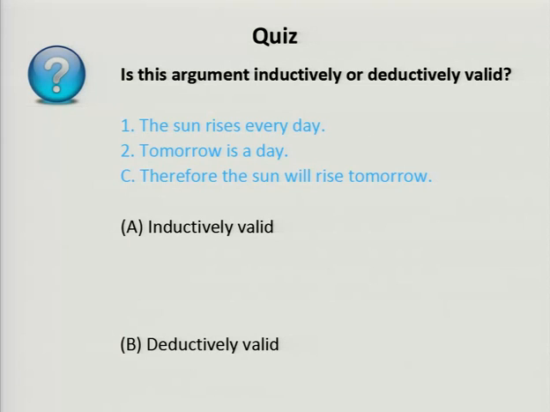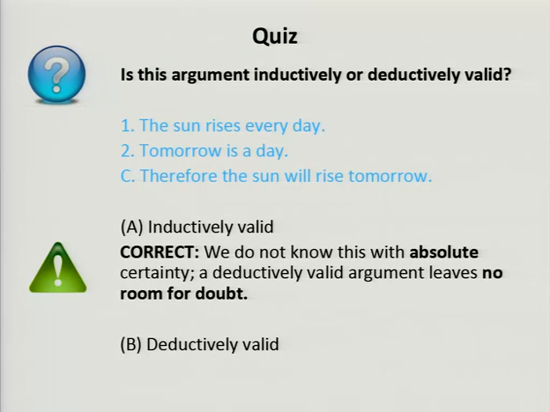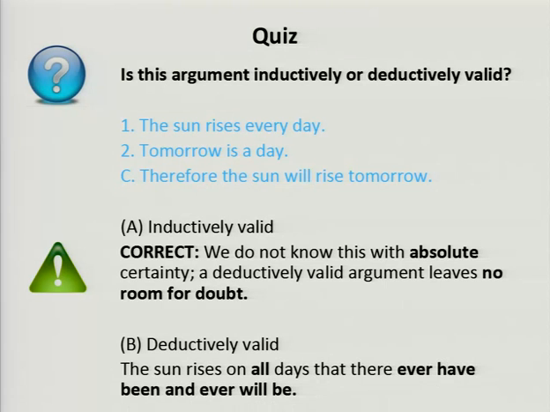Wouldn't this be a deductively valid argument due to the fact that it doesn't leave any wriggle room for truth factors? So it's either absolutely true or it isn't true at all. Tricky, isn't it? So the question is, we all clearly assume it's true. Of course it's going to rise tomorrow. There's no question about it. And the question is exactly, is there any room for doubt?